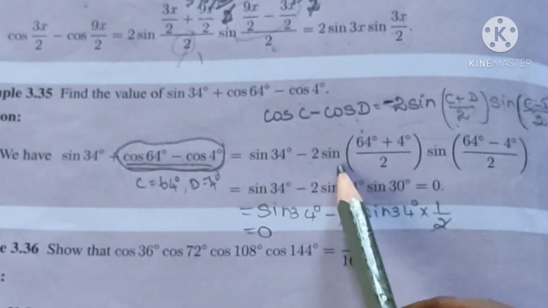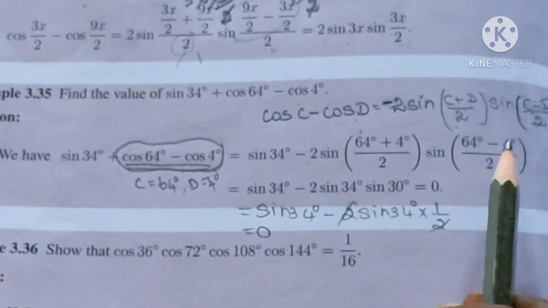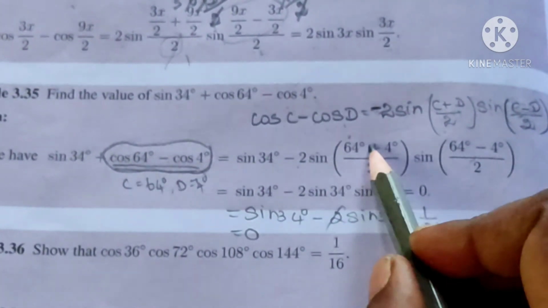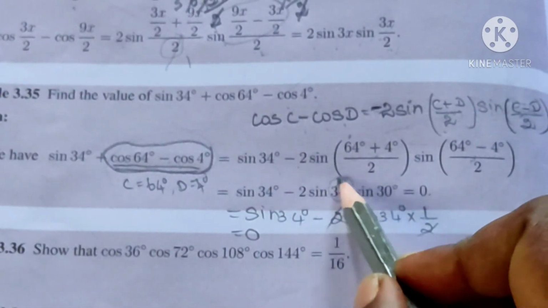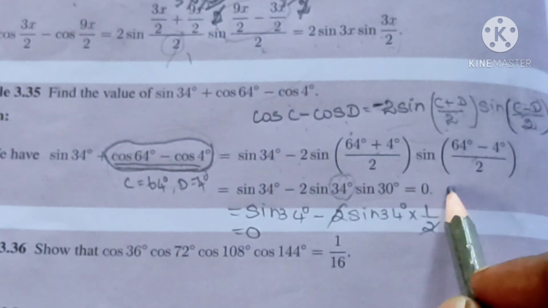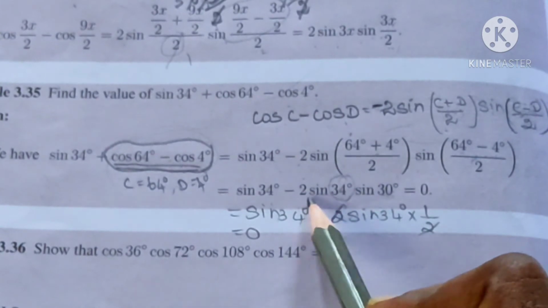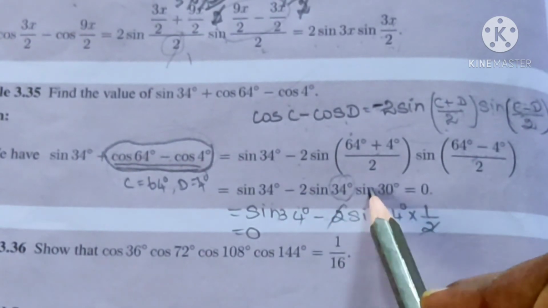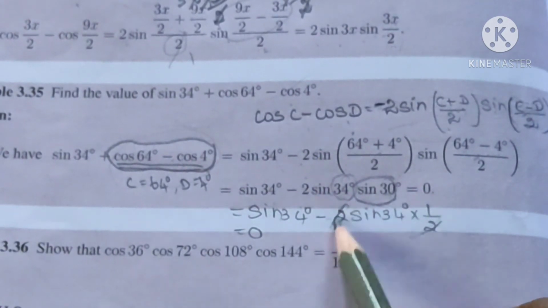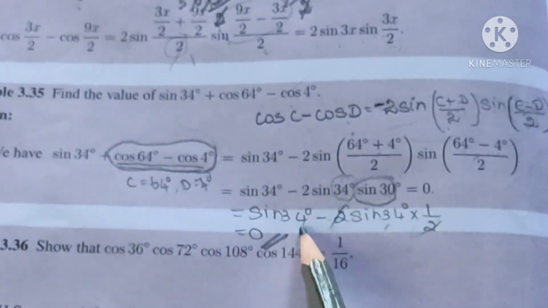So we get minus 2 sine 64 degree plus 4 degree by 2 sine 64 degree minus 4 degree by 2. 64 plus 4 is 68. 68 by 2, that half value is 34. Here 64 minus 4 is 60. 60 by 2 is, we get 30. Okay, so sine 34 degree minus 2 into sine 34 degree into sine 30 degree. What's the value? 1 by 2. So this 2 and 2 cancelled. Sine 34 degree minus sine 34 degree, we get 0.